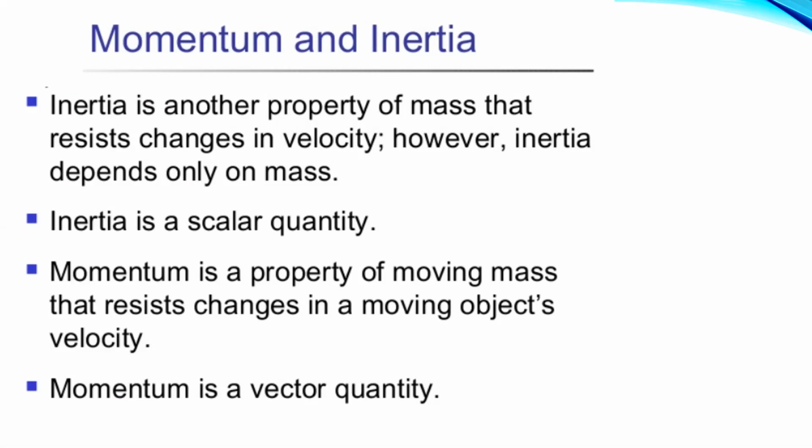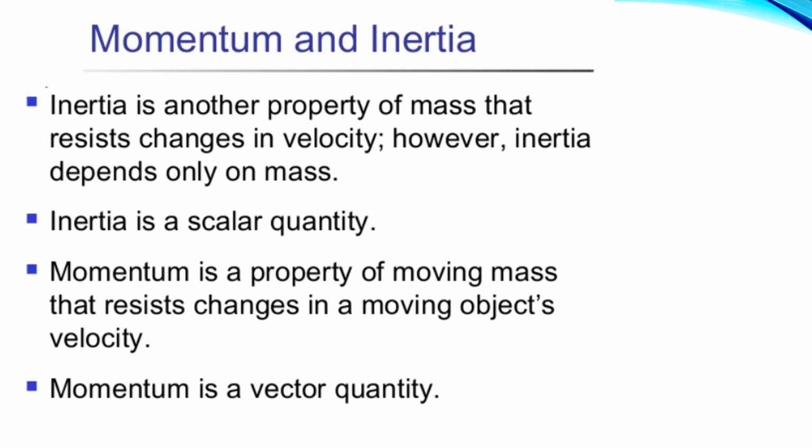Inertia is a property of mass to resist a change in velocity. But momentum is a property of moving mass that resists a change in velocity. So inertia is a property of mass to resist the change in velocity, and momentum is a property of the moving mass to resist the change in velocity.